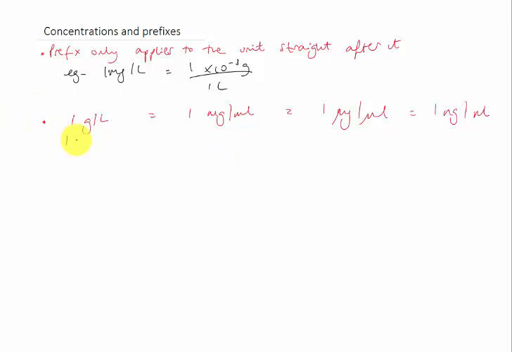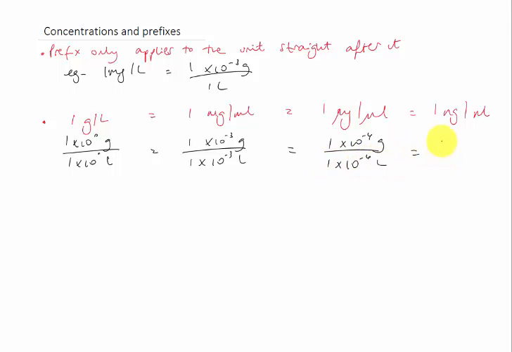So this is 1 times 10 to the 0 grams over 1 times 10 to the 0 litres. That's the same as 1 times 10 to the minus 3 gram in 1 times 10 to the minus 3 litres, or 1 times 10 to the minus 6 gram in 1 times 10 to the minus 6 litre, or 1 times 10 to the minus 9 gram in 1 times 10 to the minus 9 litre. So these are all the same concentrations.